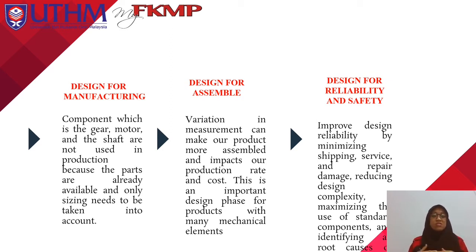The second consideration is design for assembly. The variation in measurement can make our grain washer more difficult to assemble and impacts our production rate and cost. As our product contains many mechanical elements, this consideration is an important design phase for the product.